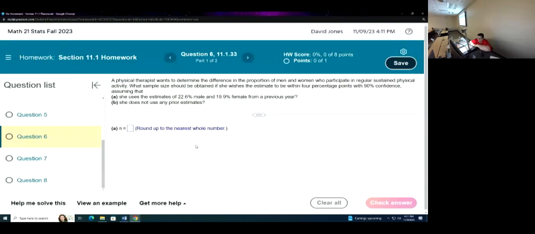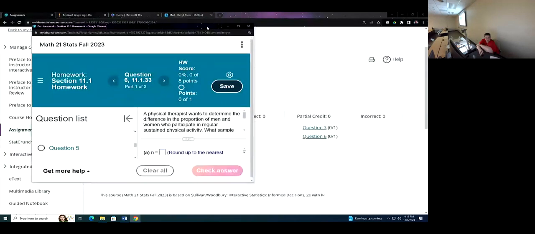This is from 11.1. I thought we'd take a look at a couple of the problems in here. This one looks a little different than something we've done lately. A physical therapist wants to determine the difference in the proportion of men and women who participate in regular sustained physical activity. What sample size should be obtained if she wants the estimate to be within 4 percentage points with 90% confidence, assuming that she uses the estimates of 22.6% for male and 19.9% for female.